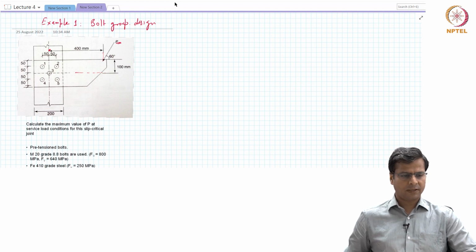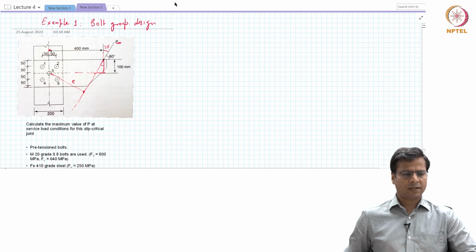And as we had discussed before, we need to calculate this eccentricity. So this is this E value, this length. This is the eccentricity that we need to calculate. So we can use some simple geometry principles to calculate that eccentricity. This angle is 60 degrees, so this angle would be 30 degrees. Therefore, this angle will also be 30 degrees, and this angle will again be 60 degrees.